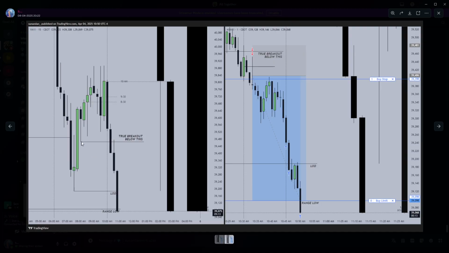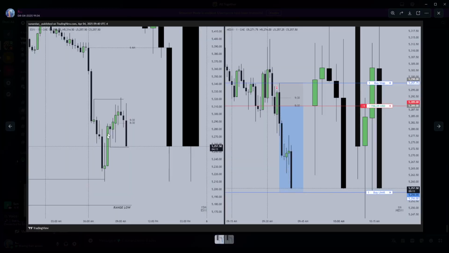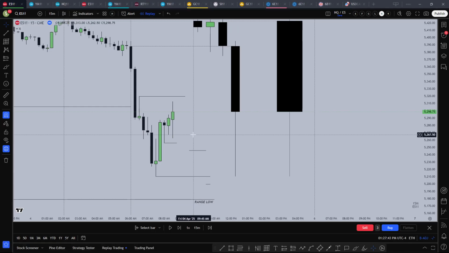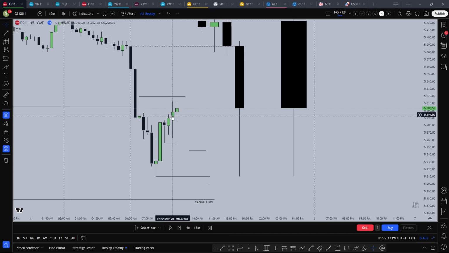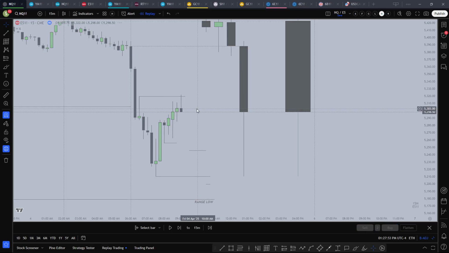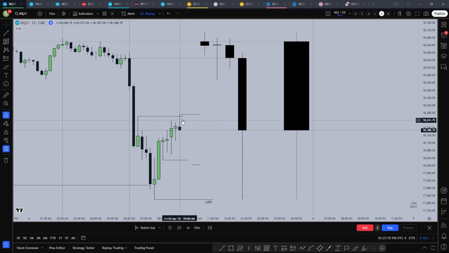True breakout below the same swing I used in ES. The same swing. This one on ES. So I had a clear idea what to do and where to do it. So 8:30 didn't do anything, neither did 8:45. 9:45 hits this as well as the relevant level on NQ. Why is this marked on a chart?